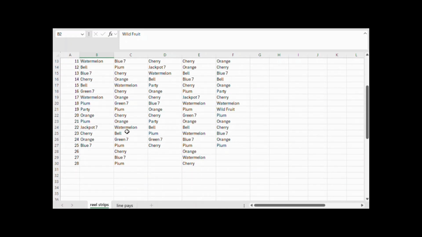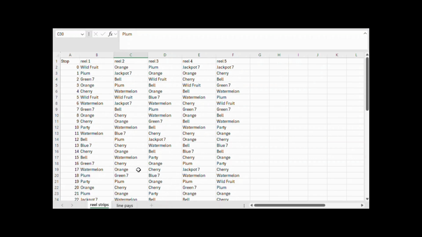And you can see that the number of positions on these reel strips is either 26 or 29. So with a video slot machine, they can be as long as you want because they are just virtual as opposed to physical like they used to be.